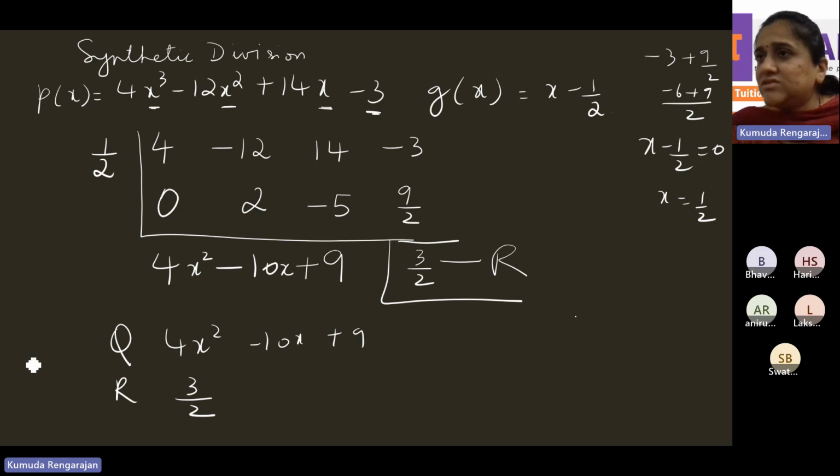If the question is just find the quotient and remainder, you will have a doubt. I know two methods, the long division and the synthetic division. Which one to do? You should do the long division only, because the synthetic method is not mentioned. So you should not do that. Synthetic division should be used only if it is mentioned.